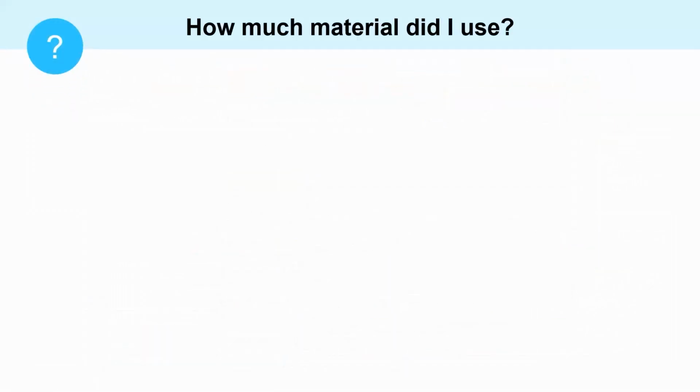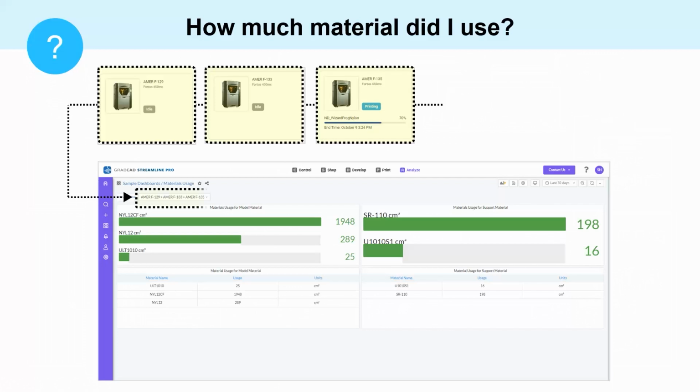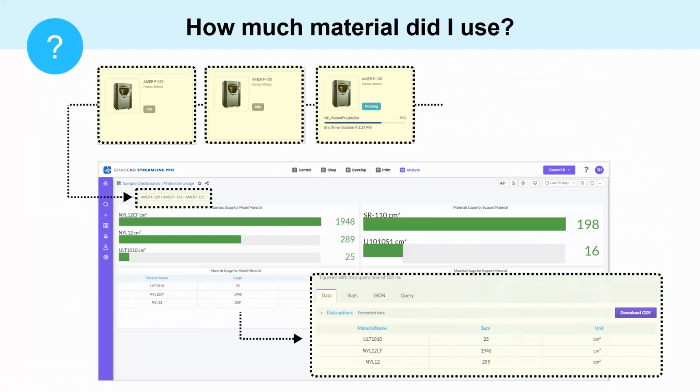One of the easiest questions GrabCAD Analyze can help you answer is how much material did I use? So if you got 3 450s like this, you'll need 3 Streamline Pro licenses to connect them to Analyze. But if you've got 3 machines like this, then your dashboard might look like this. And you can see at the top, I've chosen those 3 machines out of the list, and then you can see instantly how much material I've used in the last 30 days, 7 days, 6 months, whatever time you set.